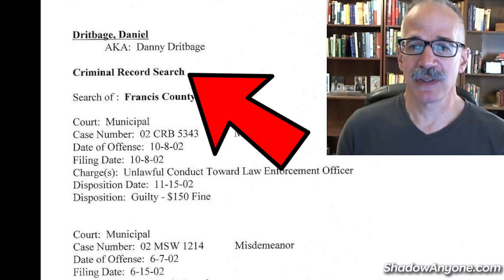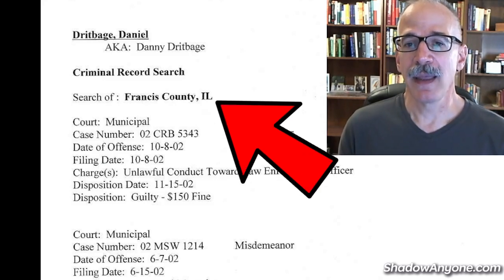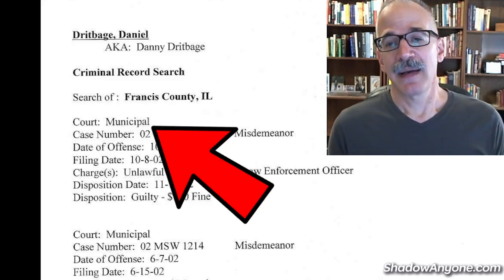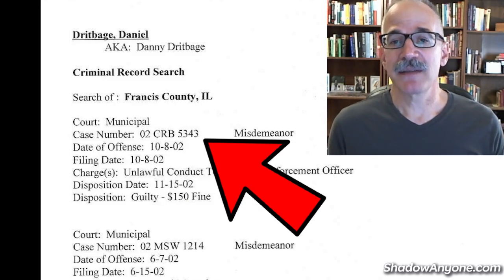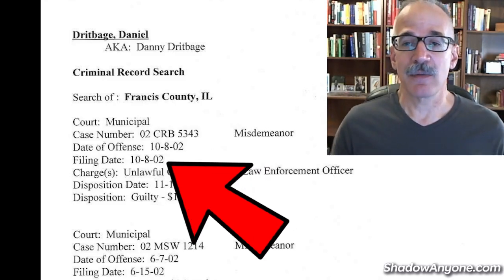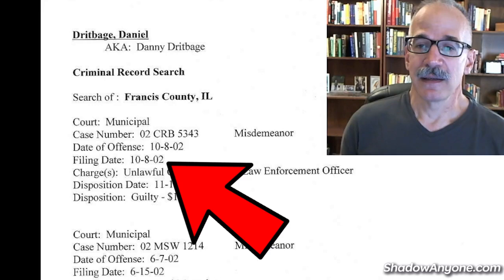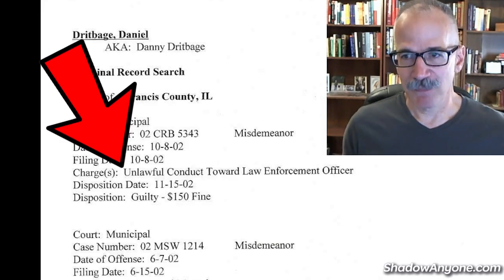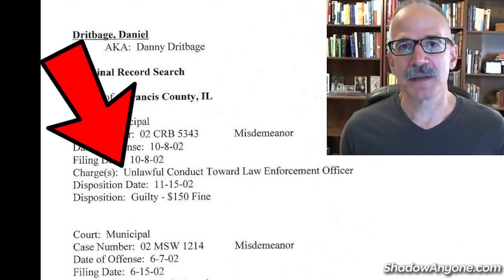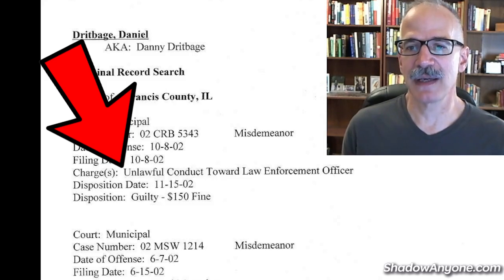So I initially show that it's a search of Francis County, Illinois. This is in the municipal court. I give the case number and the date of the offense and the filing date, which sometimes are different. I give the charges spelled out easily so that even a non-technical person outside of this industry would understand: unlawful conduct towards a law enforcement officer.